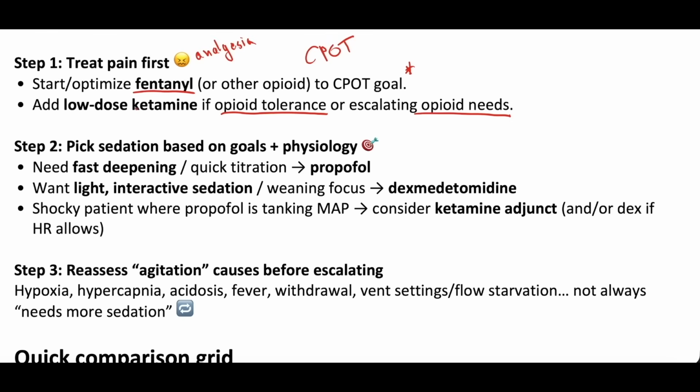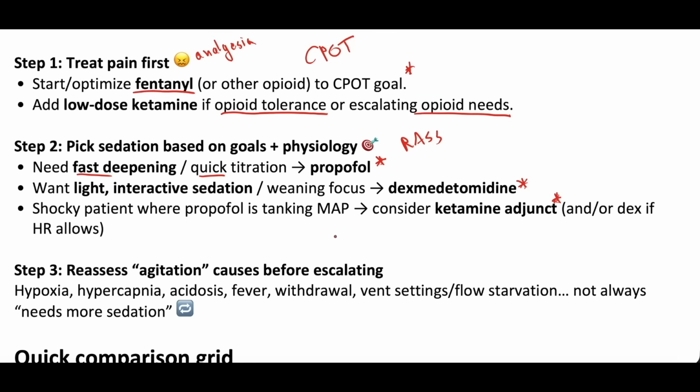Step two, you've treated their pain. Maybe they still have an elevated RASS, right? So you're like, oh gosh, maybe I need to give them some sedation. What do I want to do? If I want something fast and quick to titrate, propofol is a nice drug, right? If I want something that's just going to keep them at a nice light sedation, dexmedetomidine is a nice drug. If I have a patient where I don't think they're going to tolerate either of those, ketamine as an adjunct can be nice as well, sedation-dosed ketamine.